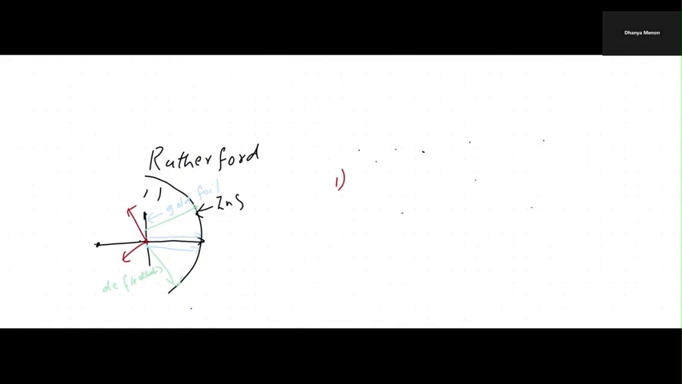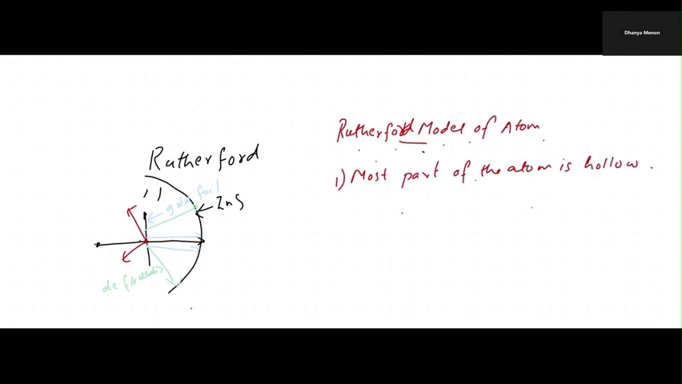This is our Rutherford model of the atom, based on the observations. They said 99% of the alpha particles pass through the gold foil. That means most of the atom is empty or hollow. And the positive charge is concentrated at a small area. This small area was termed the nucleus.